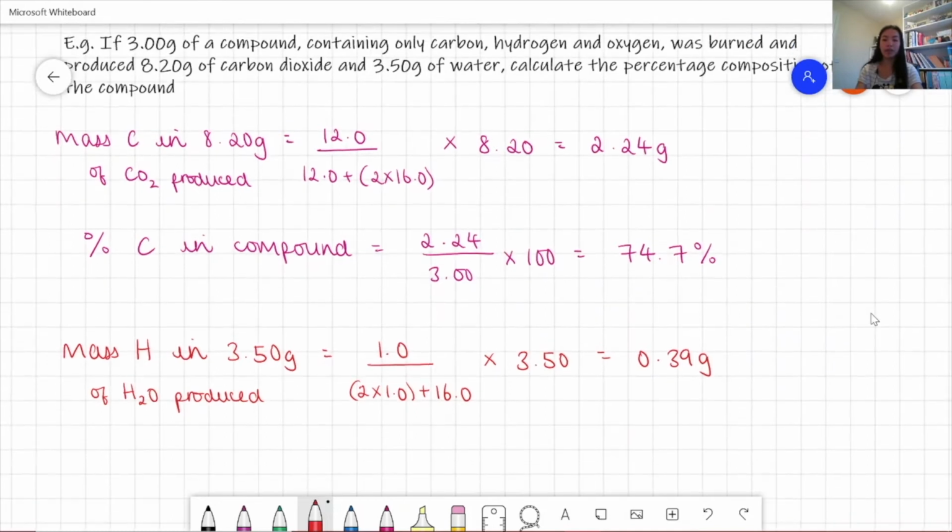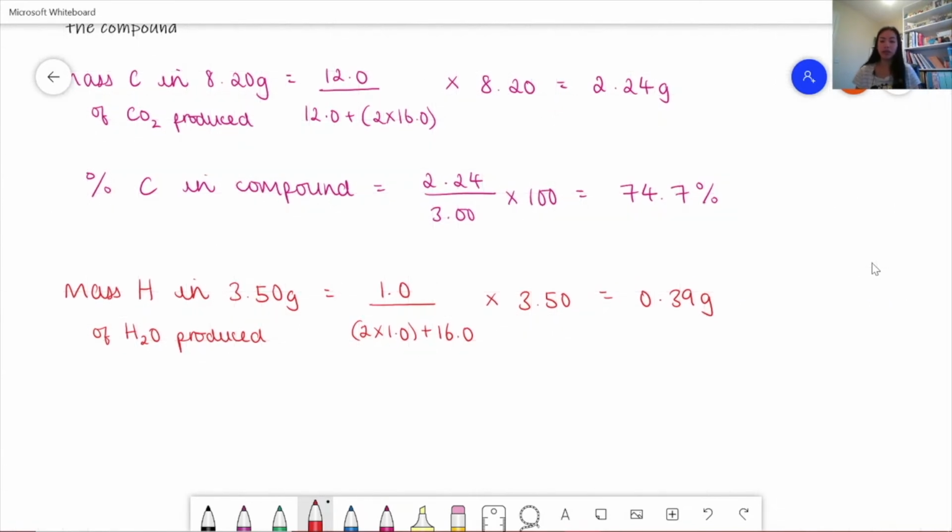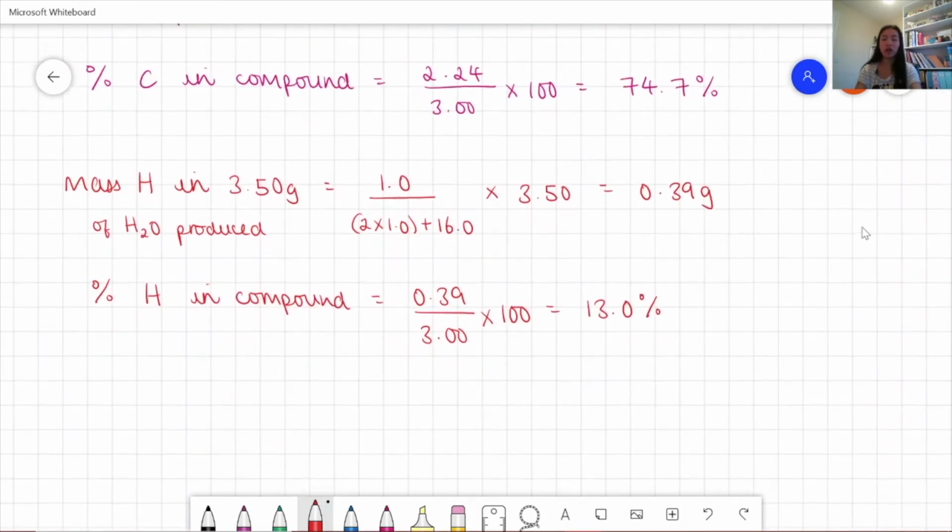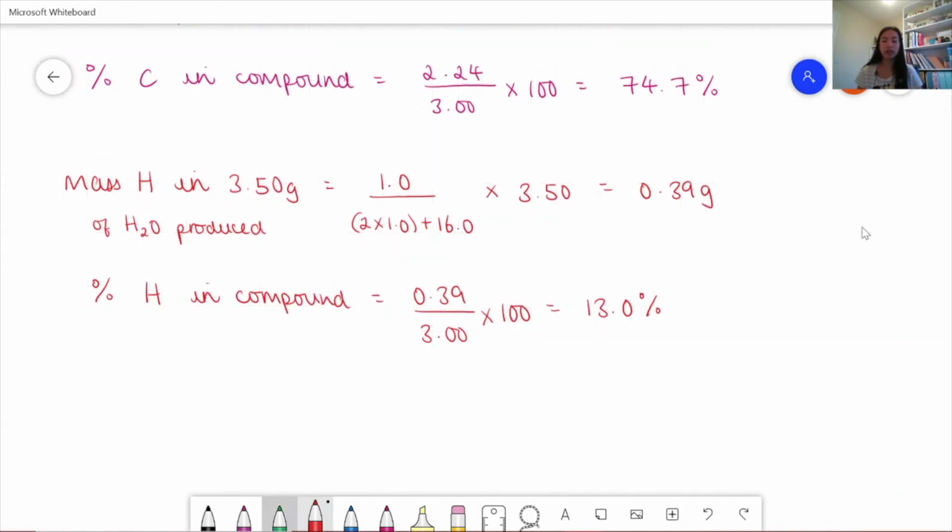And then again, we can work out the percentage of hydrogen in the compound. So we have the percentage of hydrogen in this compound is equal to 0.39, again, over the total mass of the compound, which is 3, and then multiplied by 100. And this gives us 13.0%. So now we can work out a percentage of oxygen, because this compound only contains carbon, hydrogen and oxygen, and we already know the percentages of carbon and hydrogen.